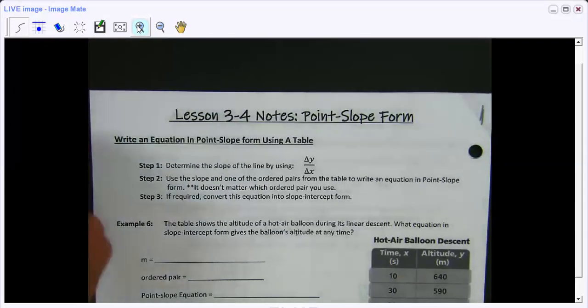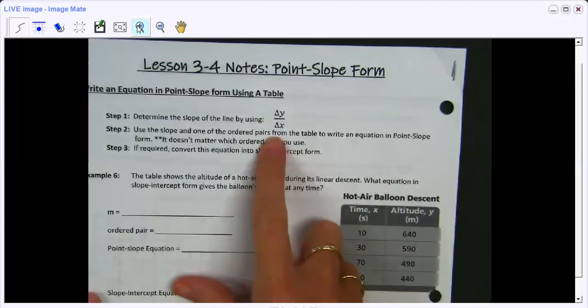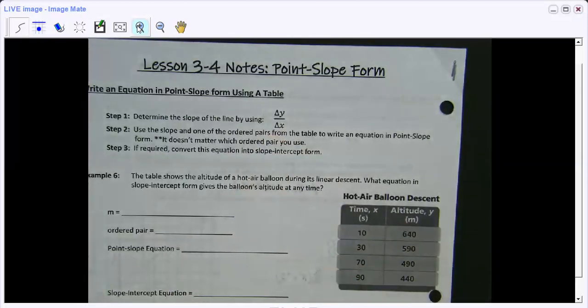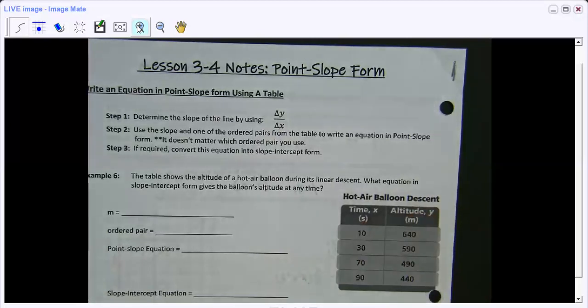Okay, now we're writing an equation in point slope form using a table. So the first thing that we need to do is we need to determine the slope by using change in y over change in x. Now, you can use change in y over change in x and figure out what's happening each time, or you can use the slope formula. I like to use slope formula when I have bigger numbers like this. Either way, I want you to use whichever method you prefer to find the slope of this line.